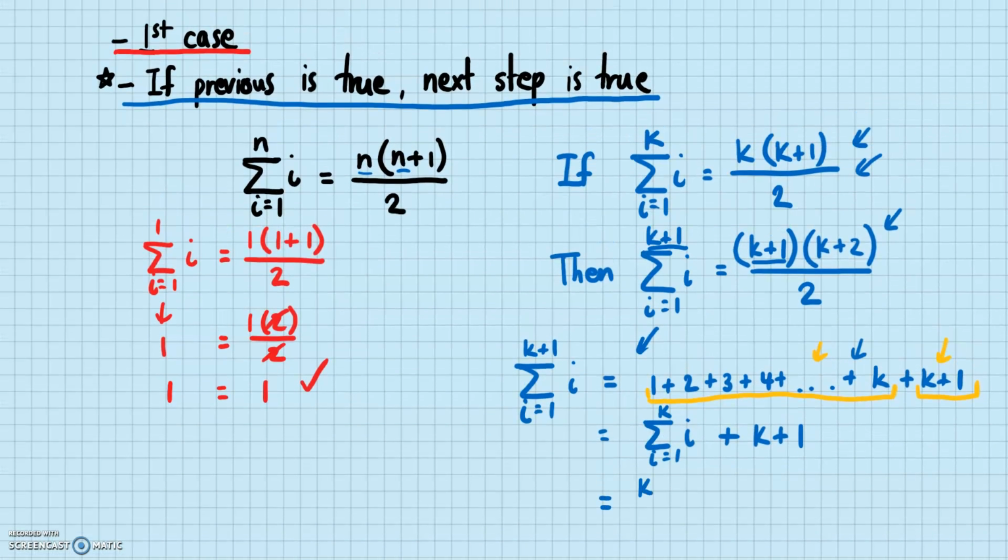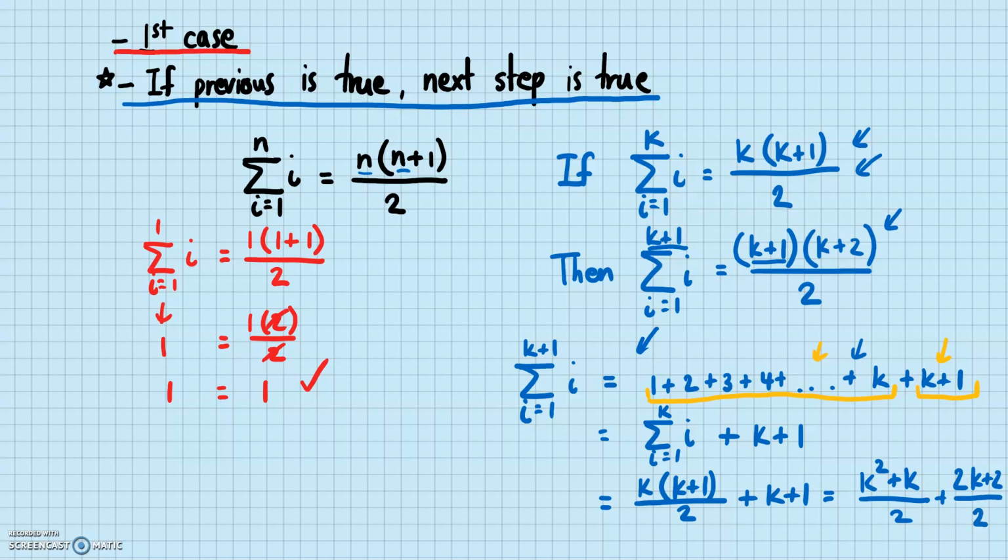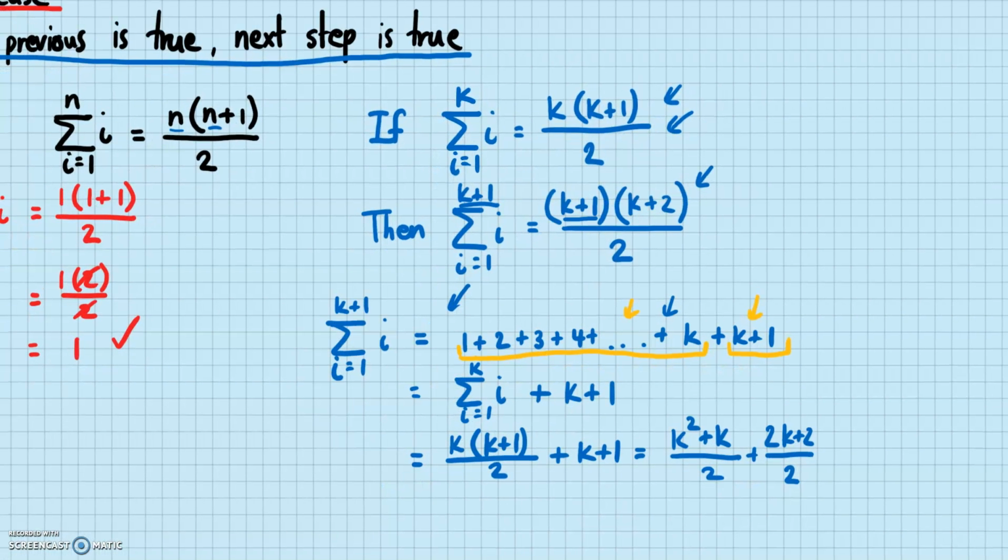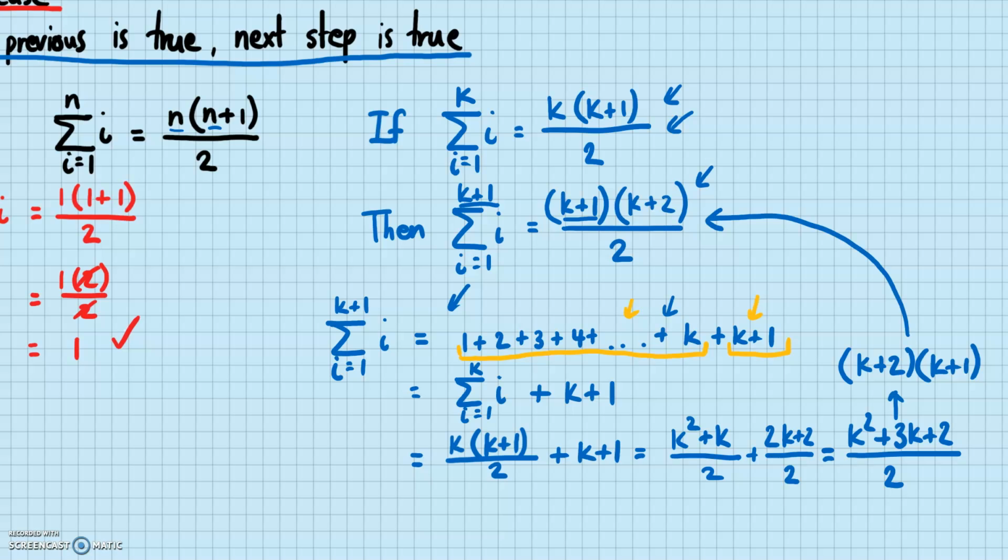This part is going to equal k times k plus 1 over 2 plus k plus 1. All right, so that's going to equal k squared plus k, I'm just distributing the k here, over 2 plus 2k plus 2. I'm multiplying 2 to the top and bottom of k plus 1 so that I can combine the two fractions here. That's going to equal k squared plus 3k plus 2 over 2. Now the numerator factors into k plus 2 and k plus 1. And we can see that this is actually the same as this part.